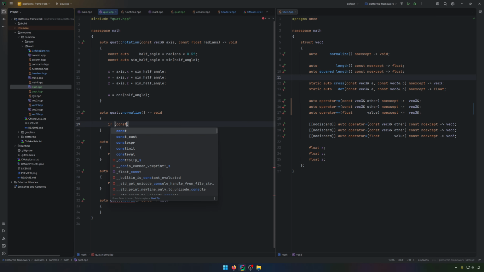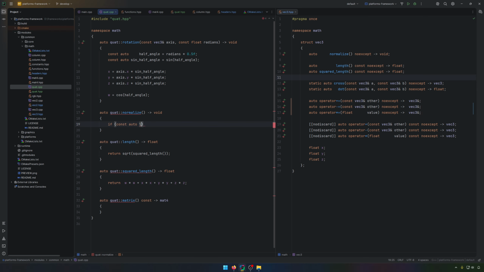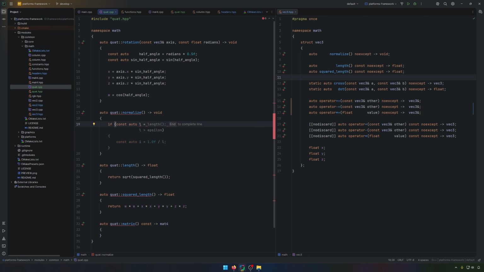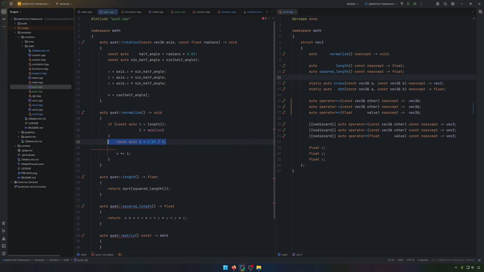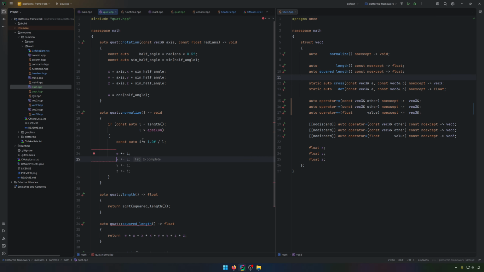So in here, we'll have a constant auto L, which comes from length. What we are doing is checking if the length is bigger than epsilon, of course. Epsilon is a very small value. After that, it's very simple. We take each element and multiply it with the inverse. Why are we doing this? Because it's much faster to apply the multiplication here.